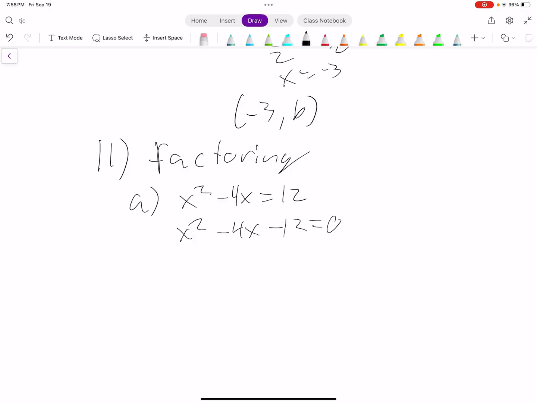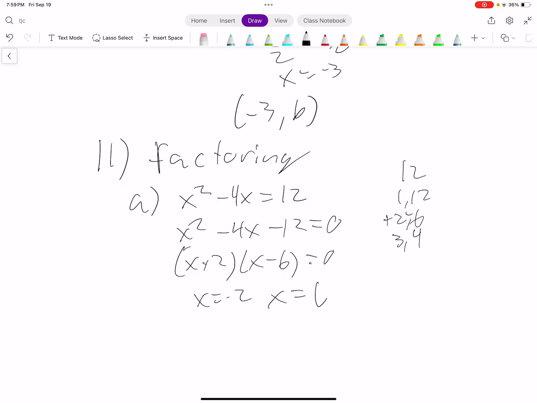Okay, now we're looking for two factors of 12 that subtract to 4. So factors of 12 subtract to 4. Factors of 12 are 1 and 12, 2 and 6, 3 and 4. Okay, 2 and 6 subtract to 4, so it's going to be a positive 2 and a minus 6. So this will factor into (x plus 2)(x minus 6) equals 0, which will give me x equals negative 2 and x equals positive 6. Okay.